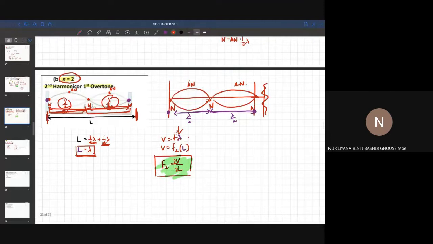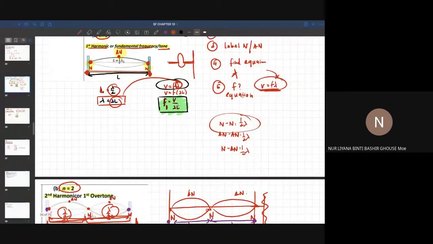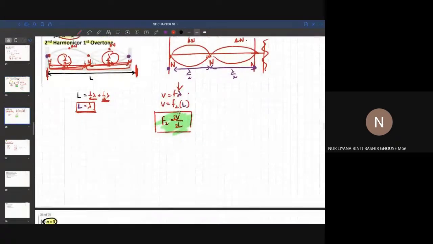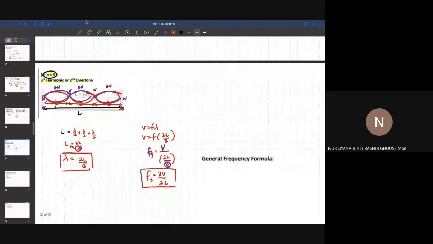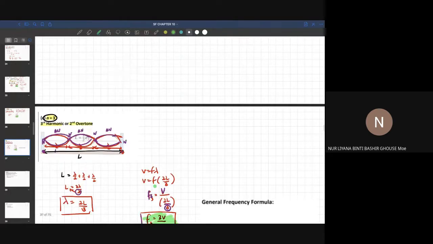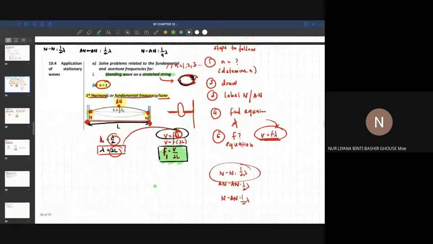So again equation yang pertama adalah V over 2L. Equation yang kedua adalah 2V over 2L. Equation yang ketiga adalah 3V over 2L. Okay, sekarang Miss nak tanya awak, cuba tengok equation yang ketiga. F3 is 3V over 2L dengan equation yang pertama. Berapa kali ganda F3 compared to F1?